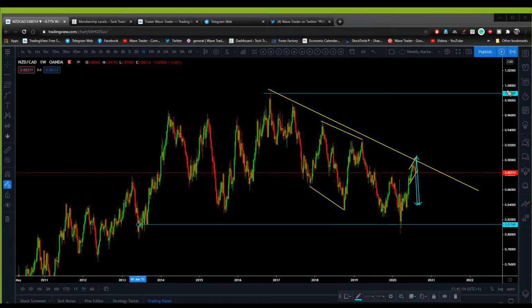The highest price you have seen is 98, and the lowest price, the recent low in the last couple of years, in the last decade you can say, is 80. So it's a big sideways market.